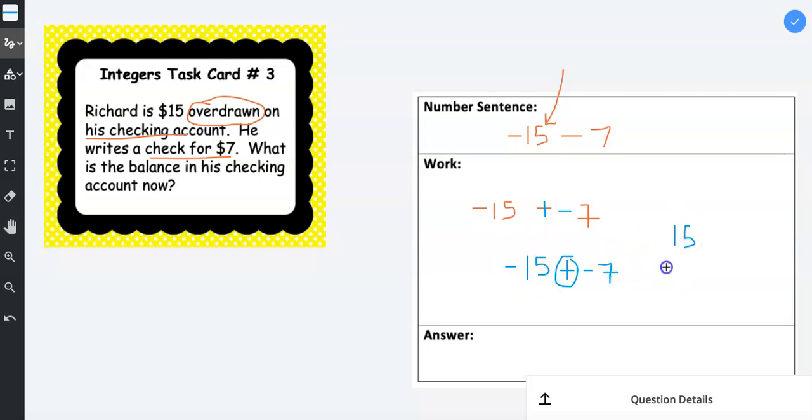So 15 plus 7, you could just do this in your head, or if you need to, you can line it up like this and add 5 and 7 to get 12, carry the 1, 1 and 1 makes 2. So that's $22. And -15 plus a -7, well, that's really -$22. So Richard is now in the hole $22. So Richard's bank account balance will read -$22.